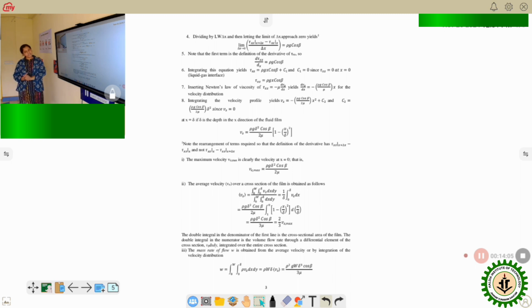After that, the average velocity equals the volumetric flow rate by flow area, that is, rho g delta square cos beta by 3 mu, which equals 2 by 3 V max. And the last one is W equals rho square g W into delta cube cos beta divided by 3 mu. So has everyone understood today up to this? Thank you.